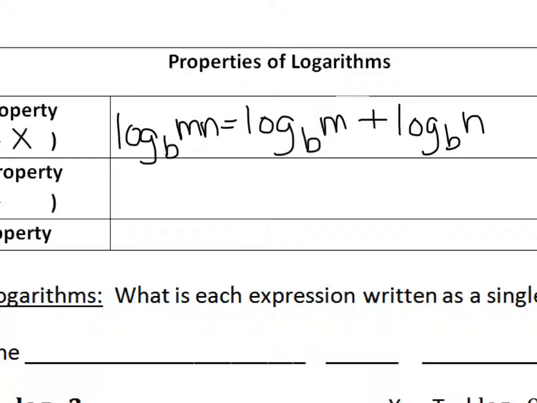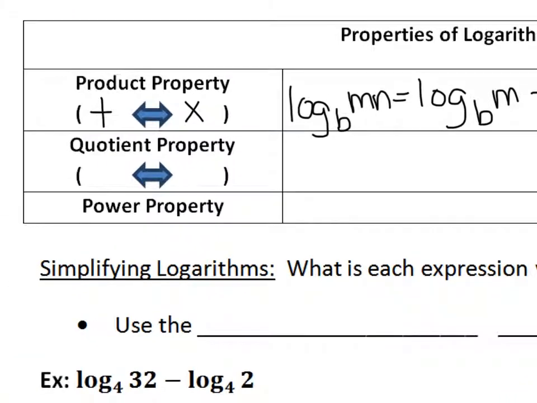So sometimes it doesn't help us to have 1 log with 2 things being multiplied because I can't simplify it any, but I might be able to simplify it or evaluate it if I broke them apart. Or vice versa, maybe we have this, and it would be easier for us if we have this. So we can switch between adding 2 logs, which is the same thing as multiplying them together in 1 log. Well, the next property we have is the quotient property. The quotient property says we can go from subtraction to division.